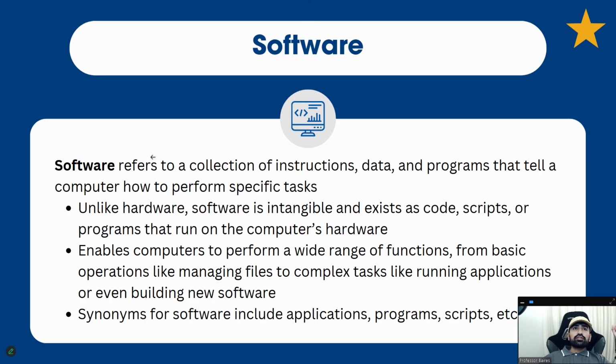So software. Software refers to a collection of instructions, data, and programs that tell a computer how to perform specific tasks. Again, hardware is the things you can hold. Software, you can't really hold that. It's more about getting the computer to do something, and that's what software does. It's the instructions. So unlike the hardware, it's intangible. Software exists as code, scripts, programs, instructions. They're pretty much telling the hardware what to do.